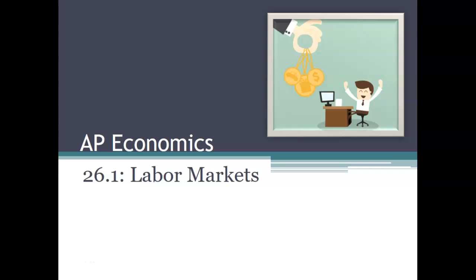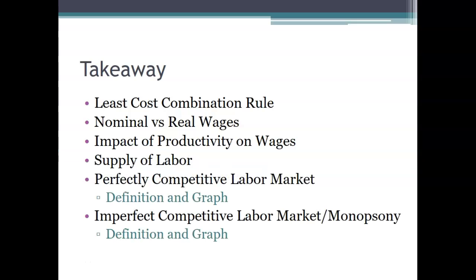Today we're talking about 26.1, the introduction to labor markets. We're going to start with this thing called the least cost combination rule, very similar to the marginal utility per dollar from consumer behavior. Nominal versus real wages, just a real quick note on that. Impacting productivity on wages, supply of labor, and then the definition and graphing of perfect and imperfect competition. Imperfect competition, also known as a monopsony, kind of a fun word there.